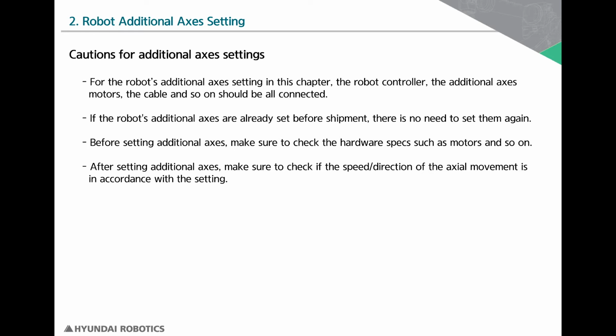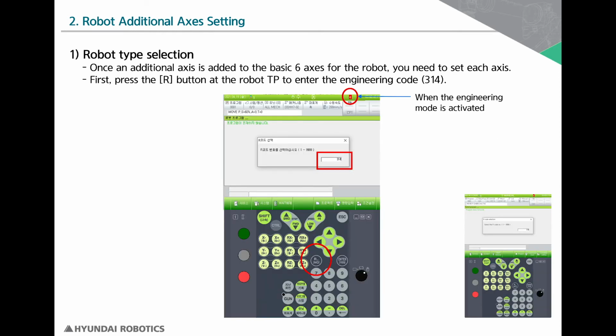Assuming that the robot is successfully installed and the additional axis motors, cables, and controllers are connected, let's learn how to set the additional axis in TP. If the additional axes are already set, then there is no need to set them again. First of all, to set the additional axes, enter the engineering code. In the TP, press the R button and enter 314.